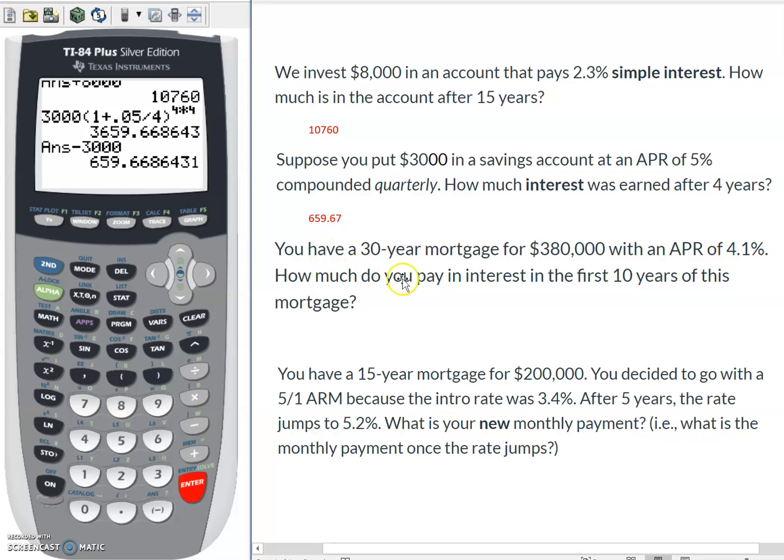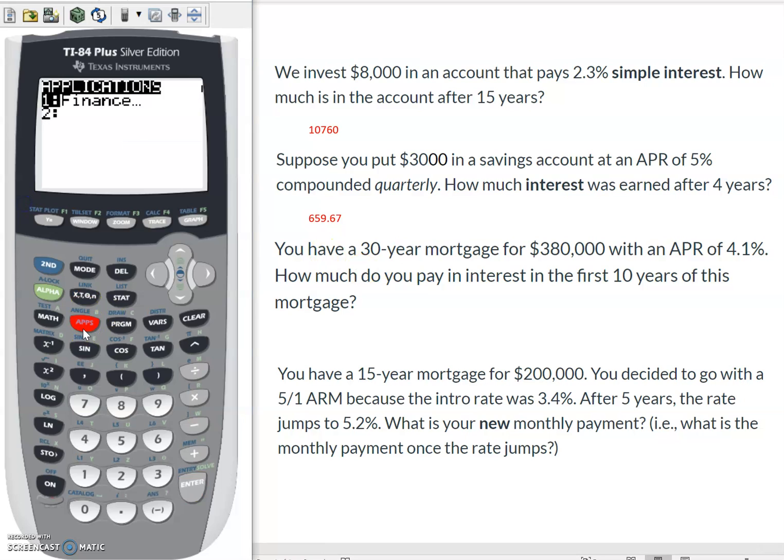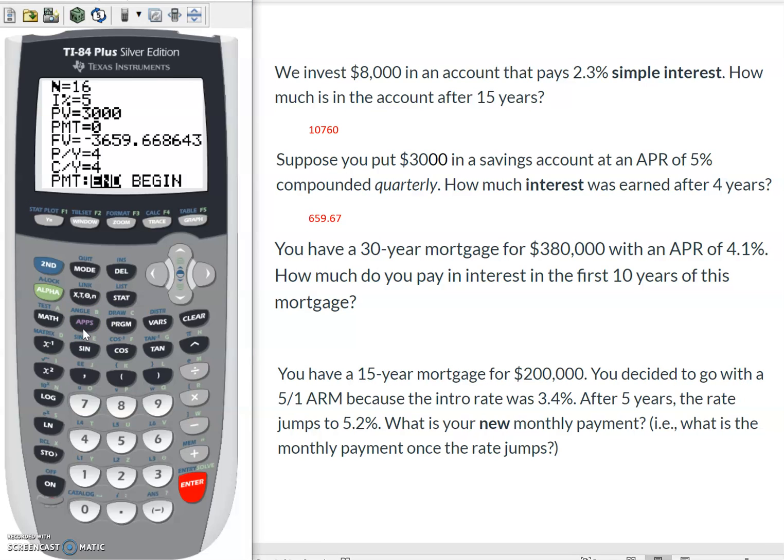Okay, for the next one, we have a mortgage situation, so we'll definitely want to use the TVM Solver. This is a 30-year mortgage, so 30 times 12 for n. Our interest rate here is 4.1. Again, your numbers might be different from this. So just think about if you were working through with your numbers, if you can make sense of these ones, it's pretty easy to translate from one to another. And then our present value for the loan, 380,000.